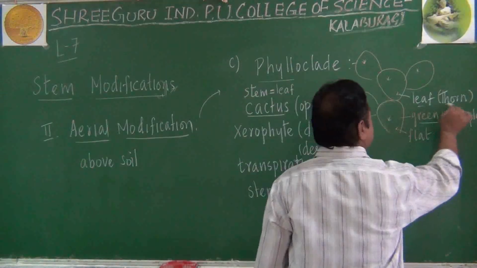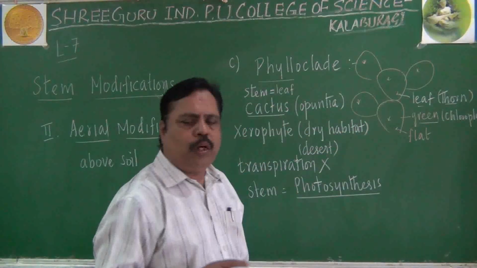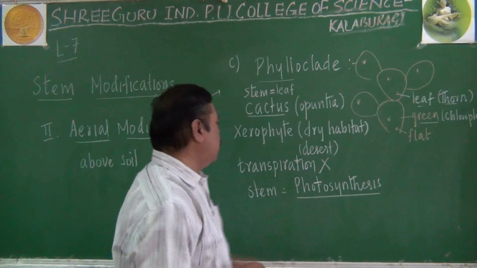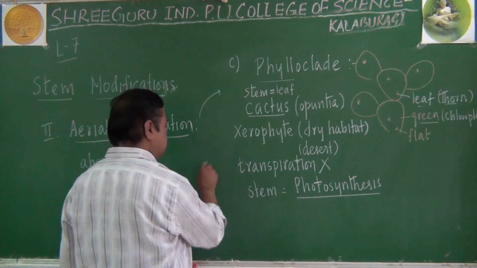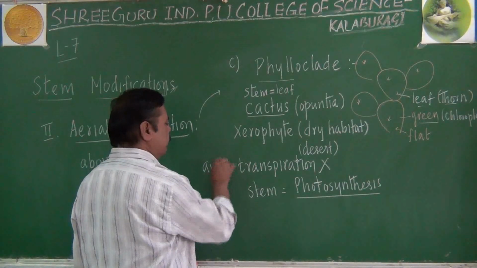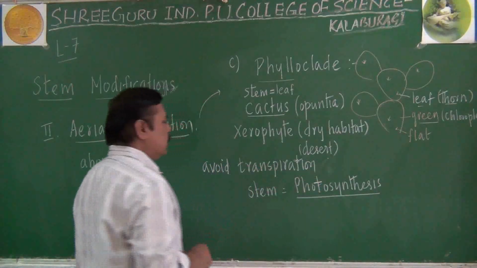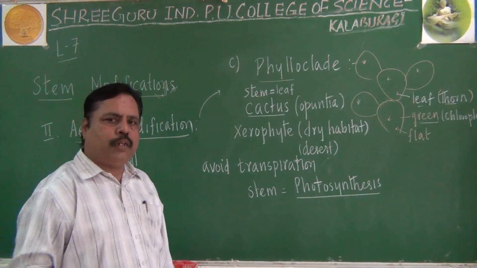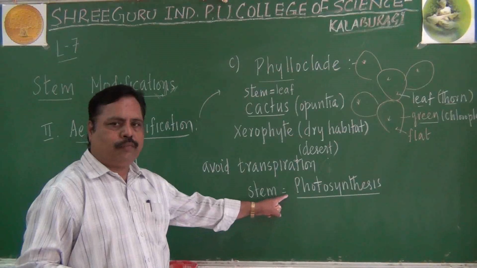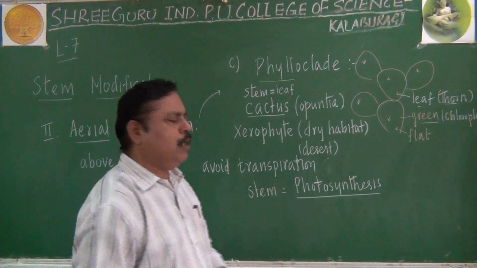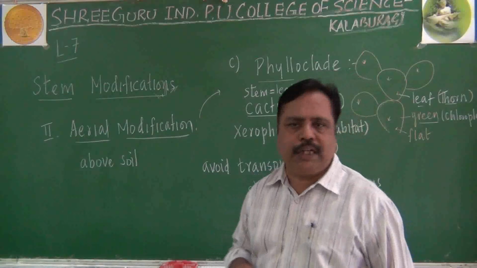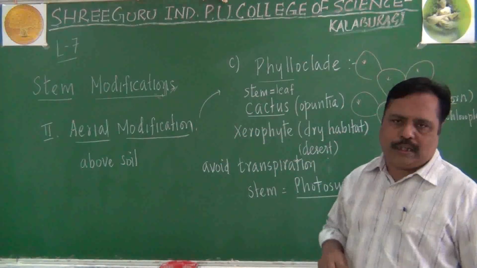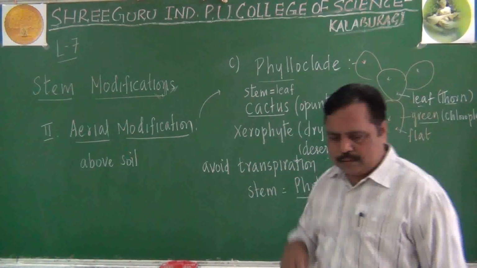What is the purpose of the leaf becoming a thorn? In order to avoid transpiration. So, transpiration must be avoided. For avoiding transpiration, the leaf is becoming a thorn. Then who will do the function of the leaf? The stem will do the function of the leaf. So the stem is meant for photosynthesis in such plants. Do you get my point? Tendrils, thorns and phylloclad. Make note.